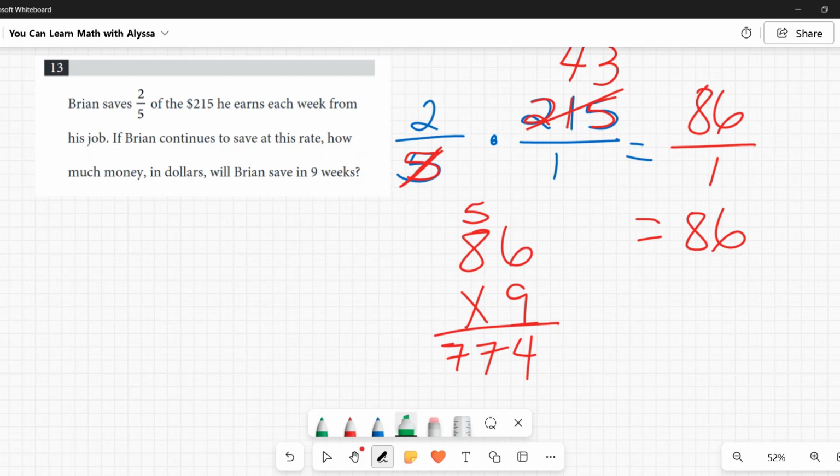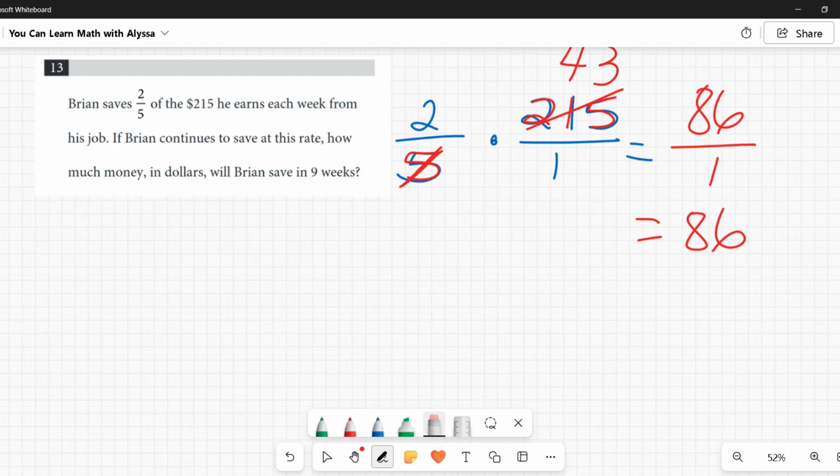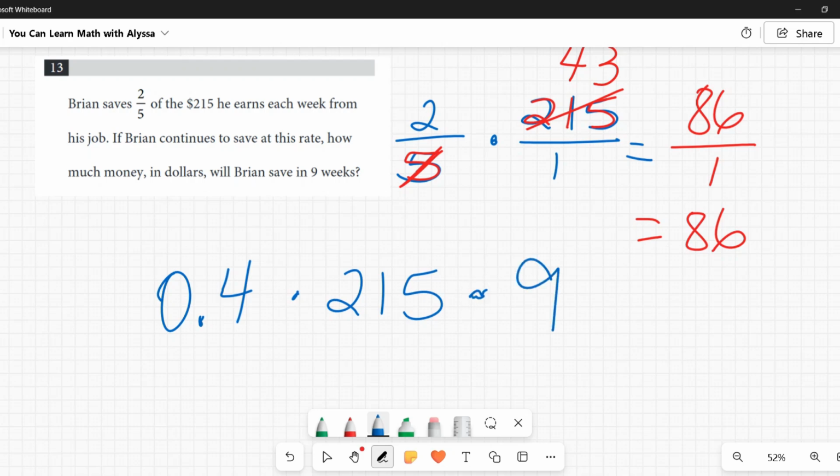So back to this problem here, we have 774, and yes, that is your answer. And when I said you could do all this all at once, like if you weren't wanting to write it out or you were wanting to just do it in your calculator, which is totally valid. You have a calculator, you want to use it, use it. You can just multiply it all at once. You can multiply 2/5, which if you want to use the decimal version of that, that is 0.4. And you can multiply that times 215 times 9 weeks. Enter all that into your calculator and you'll get the same thing again. You'll get 774 as your answer.